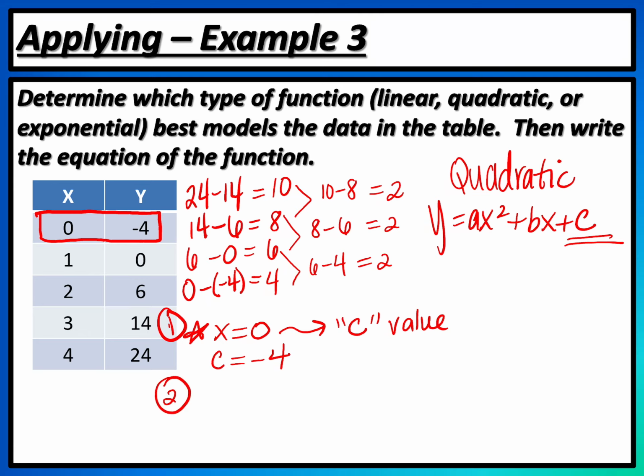Okay, so that's step 1. Now step 2, on our way to creating this system, we're going to choose any 2 points from this table. Okay, I'm going to take 2, 6 and 3, 14.